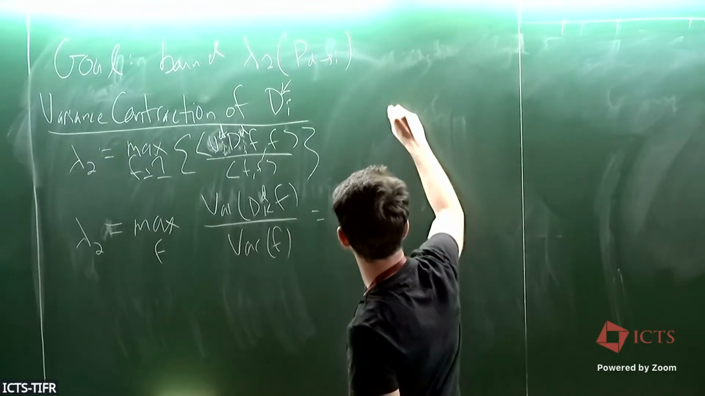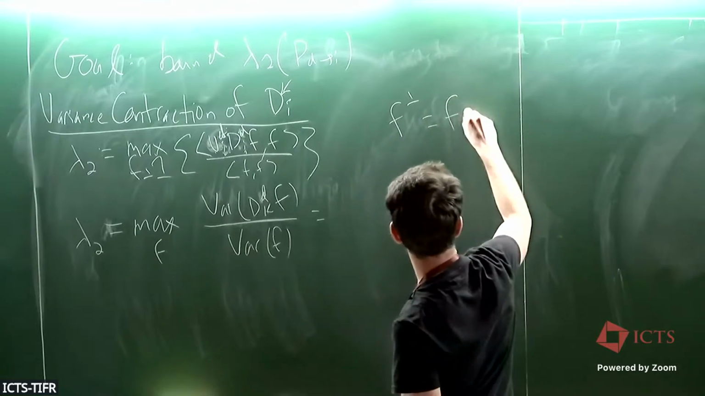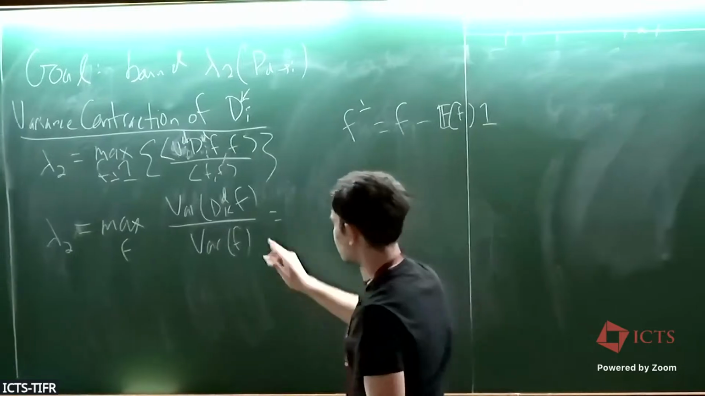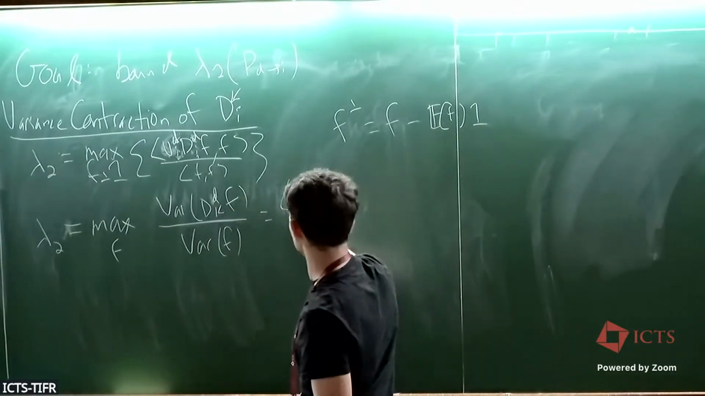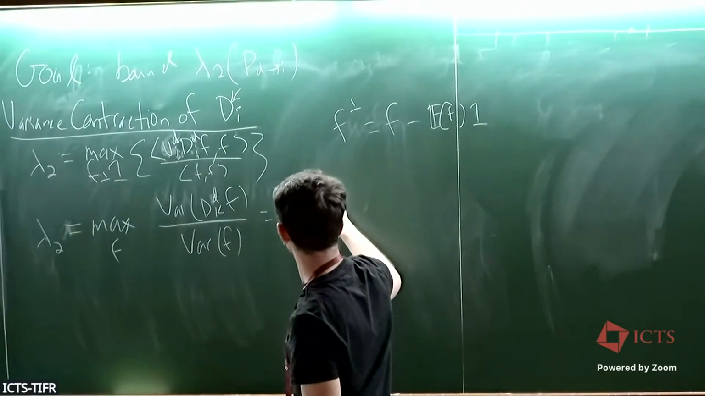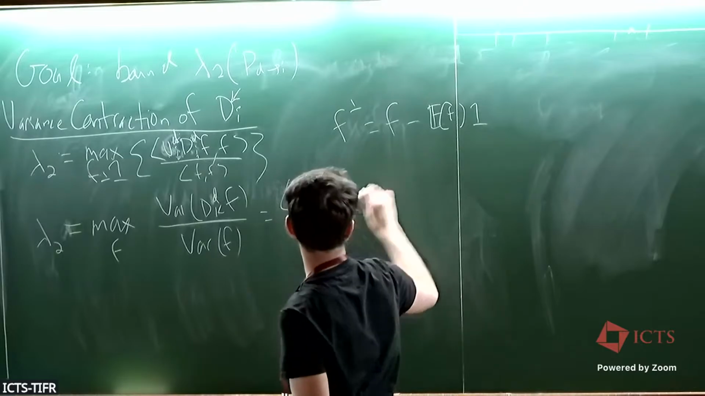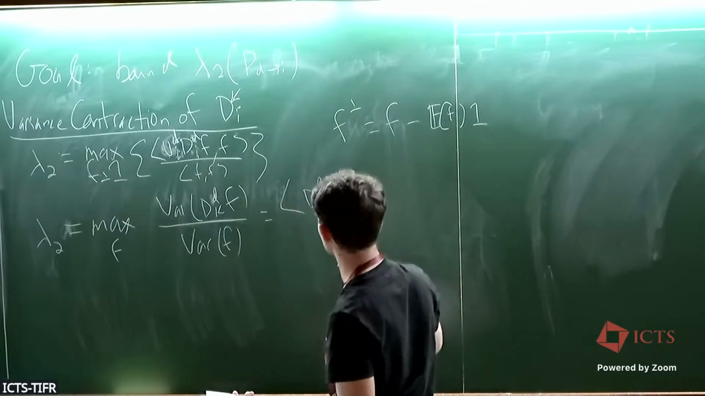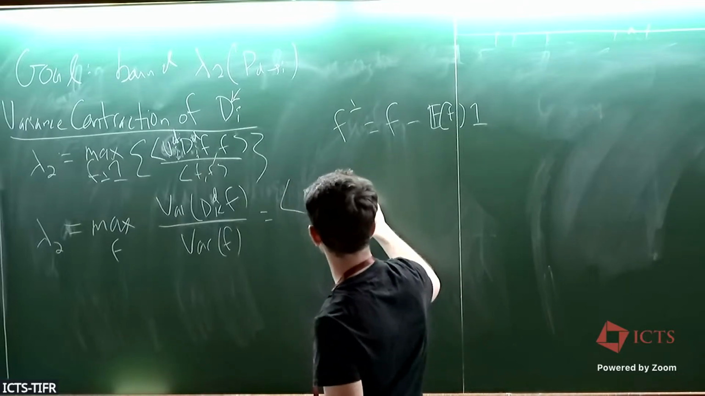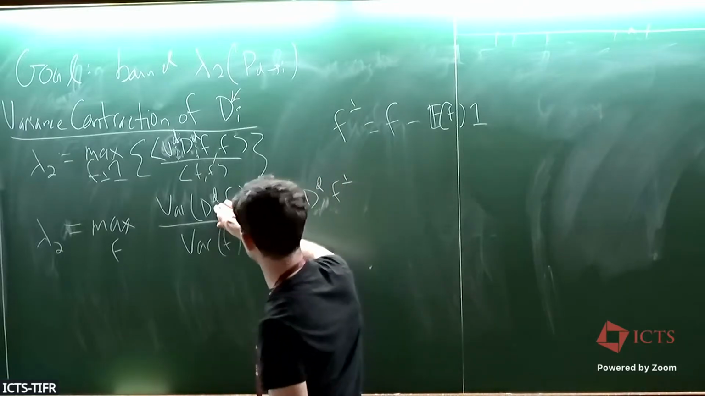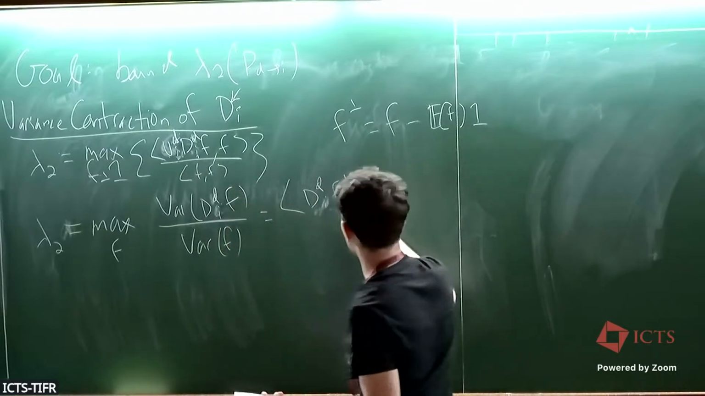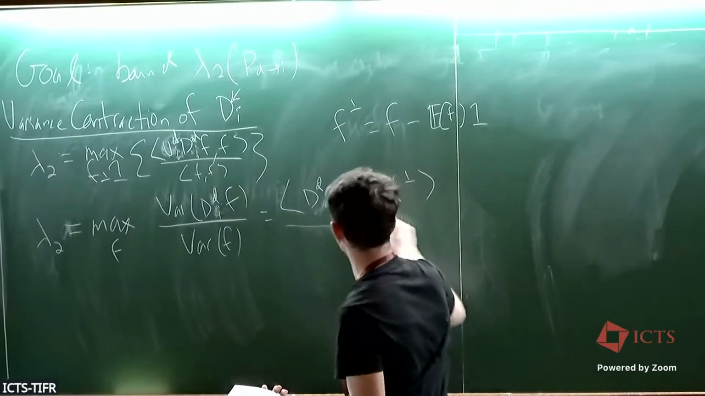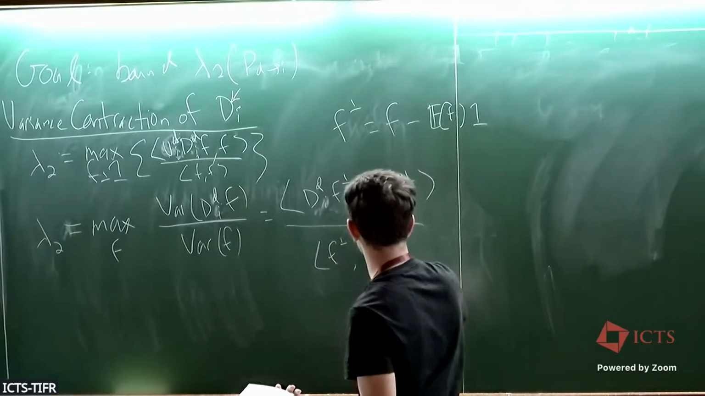Let's write f perp is equal to f minus the expectation of f times 1. What is the variance? It's the inner product of f perp with itself; subtracting out the constant part doesn't matter for this operator. It's the A1's eigenvalue. So this is just D_k, sorry, D_i f perp, D_i f perp over f perp, f perp.